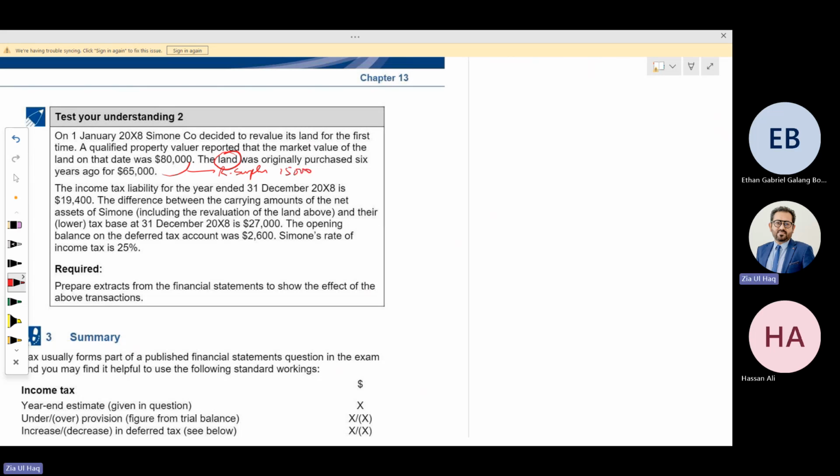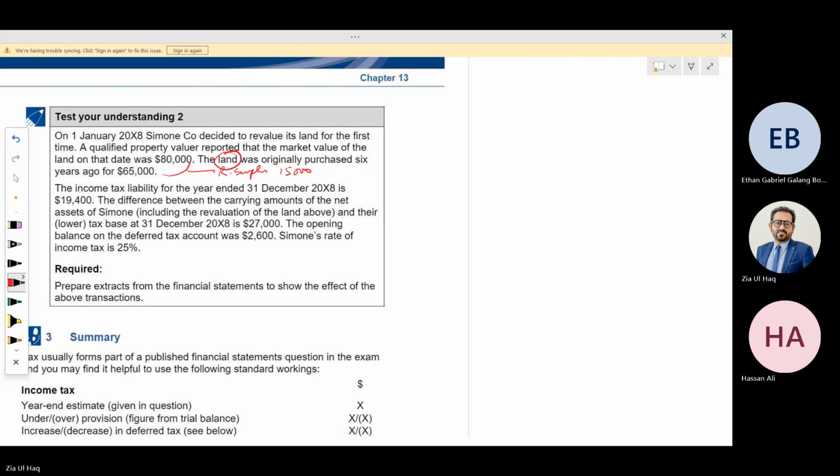Where it will go? Other comprehensive income and statement of changes in equity. And the land in statement of financial position will be recorded on what amount? 80,000.